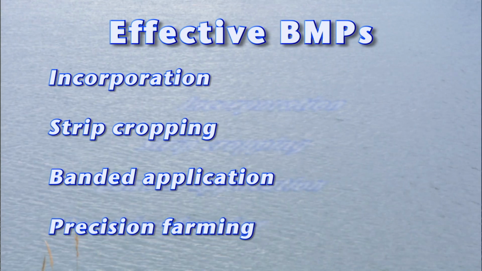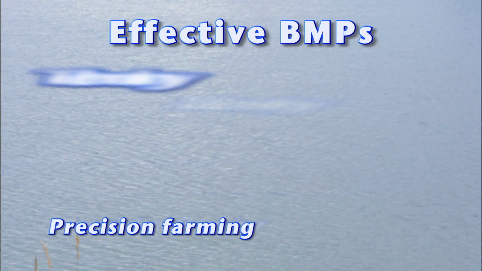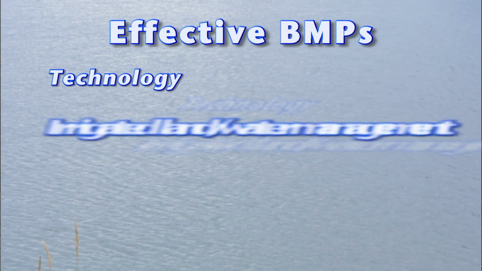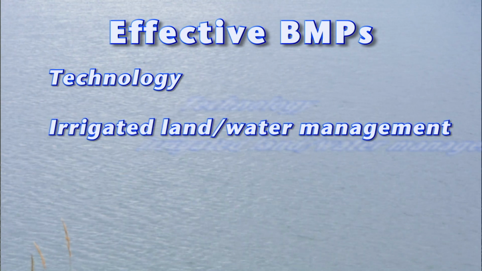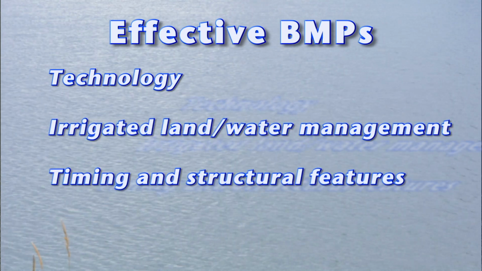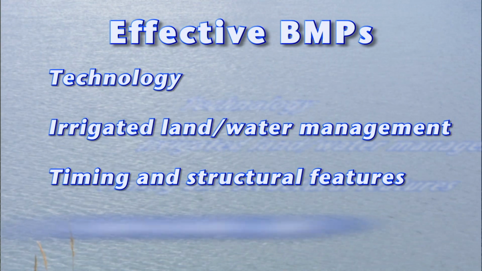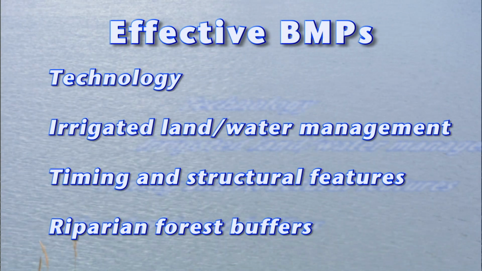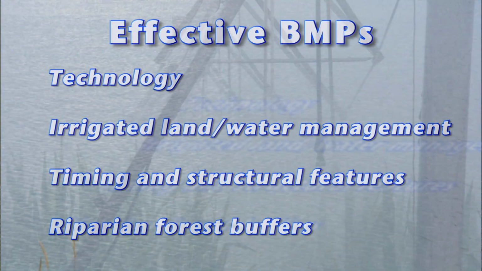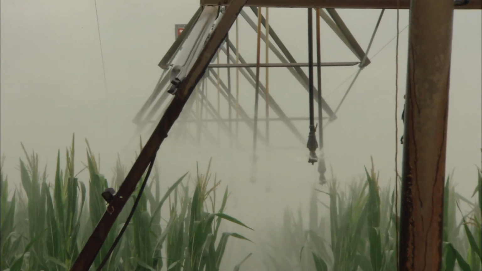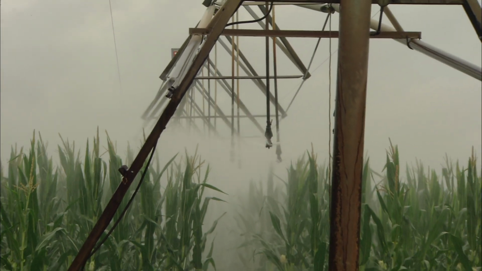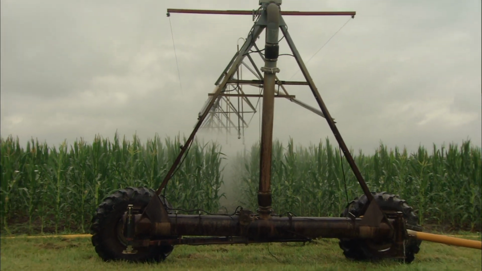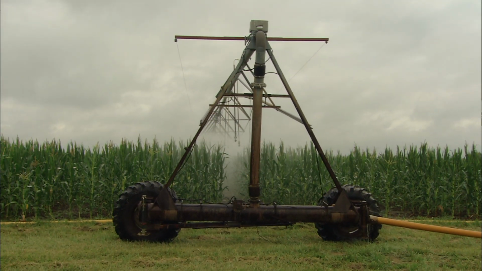Precision farming. Technology to reduce application in setback areas. Irrigated land and water management. Timing and structural features to prevent water runoff. Riparian forest buffers intercept pesticides, nutrients, and sediment, and buffers streams. Many of these practices will be used in conjunction with other approved practices to deliver the maximum benefits toward the protection of human and environmental health.